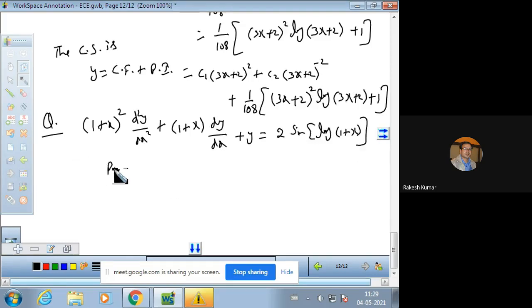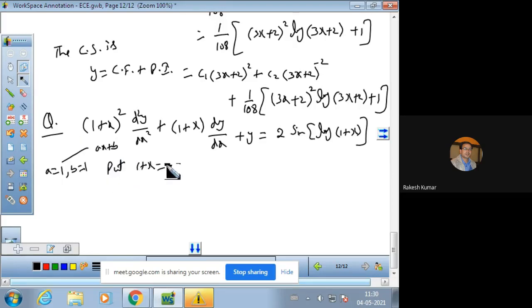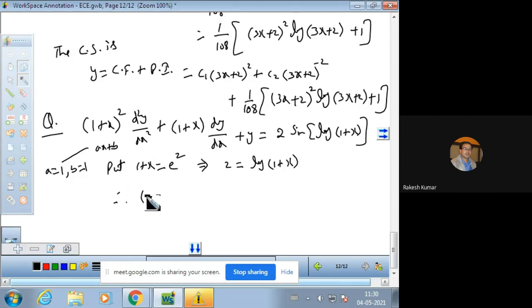So you know that this is also a Legendre's linear differential equation. This is the ax plus b type, so a comes out to be 1 and b also comes out to be 1. So put 1 plus x equal to e raised to power z, and z will be equal to log of 1 plus x. And you will be able to find out the values of the derivative terms.